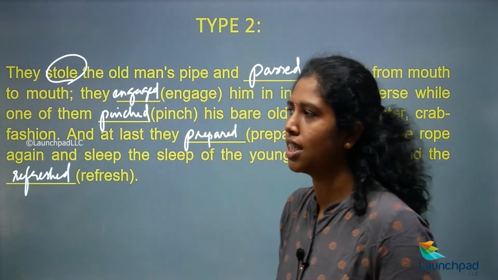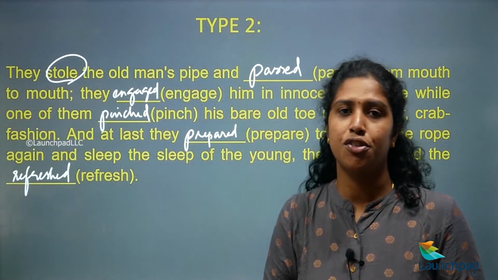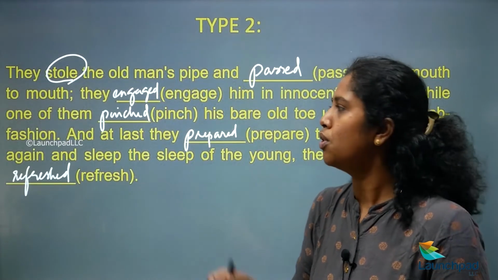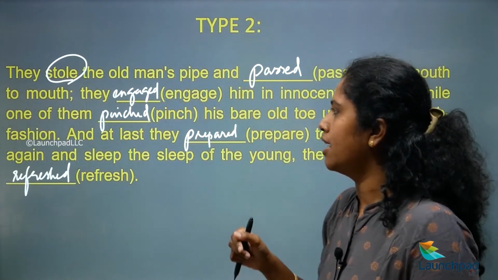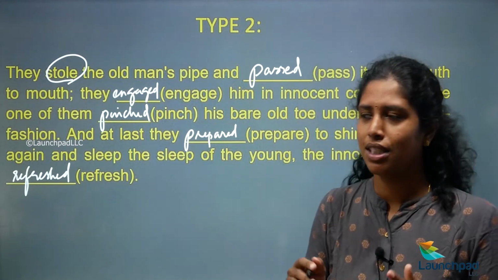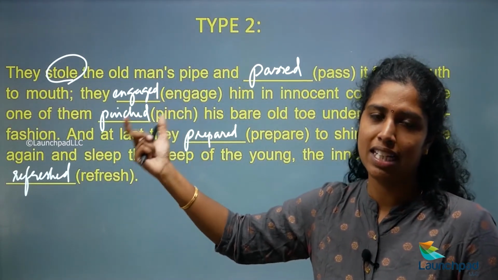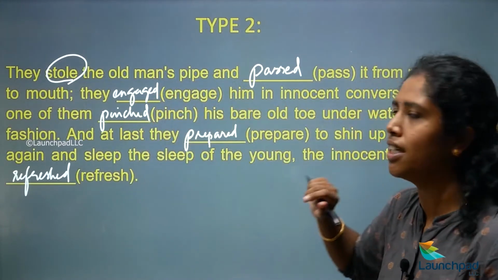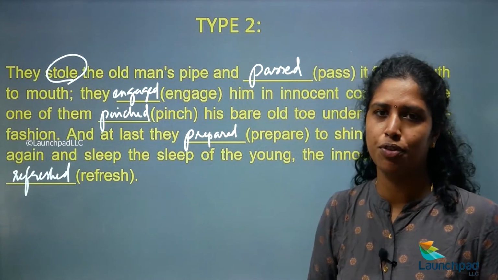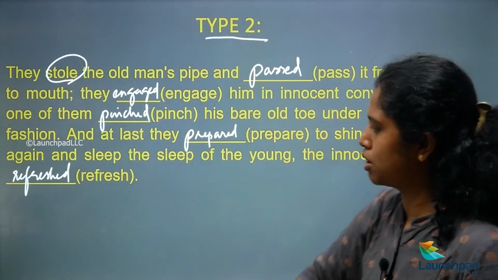Refreshed. So you see, when you're able to understand the tone or which type of tense it is, you are able to identify the right form of the sentence. Okay, so you see, when you understood what type of tense it is, we were able to fill in the appropriate form of the words that were given to us, right? So this is type 2.